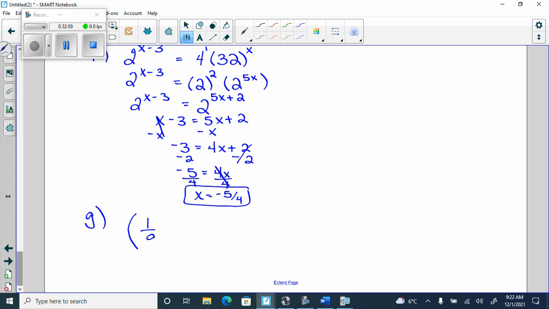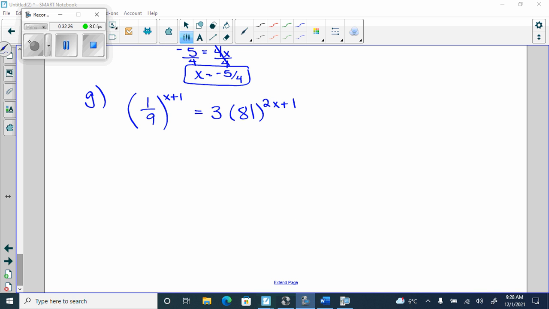1 over 9 to the x plus 1 equals 3 times 81 to the 2x plus 1. Try that one. So, here we have 9 is 3 to the negative 2. Because 9 is to the negative 1, so it's 3 to the negative 2.